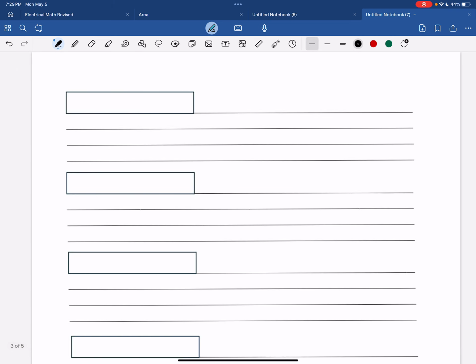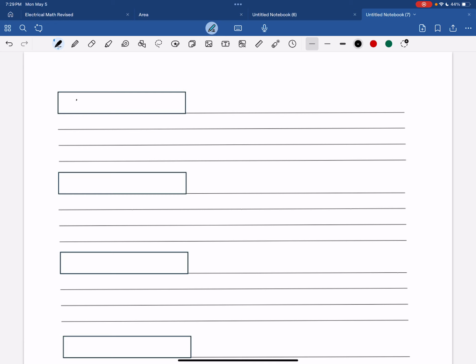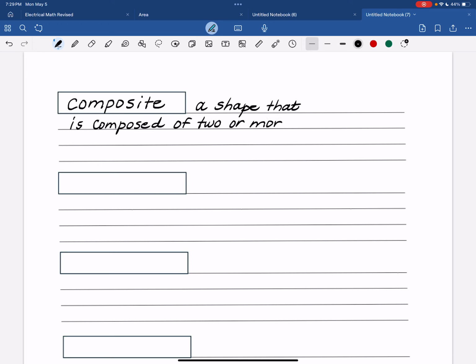Okay, on page 14, we have a word that you may not know, but I bet you've seen the shapes. Composite. It is a shape that is composed, thus composite, composed of two or more smaller shapes.